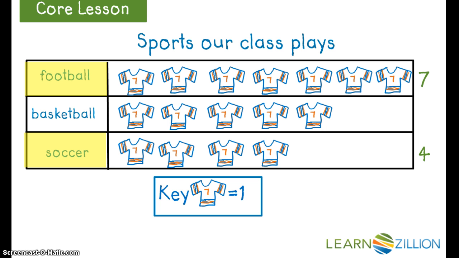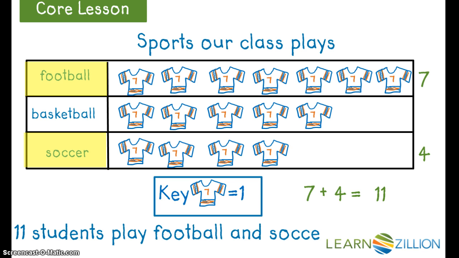So the question was, how many students play football and soccer? What would you do to solve that problem? Hopefully you would know to add the two numbers together. 7 plus 4 equals 11. So my answer would be 11 students play football and soccer.